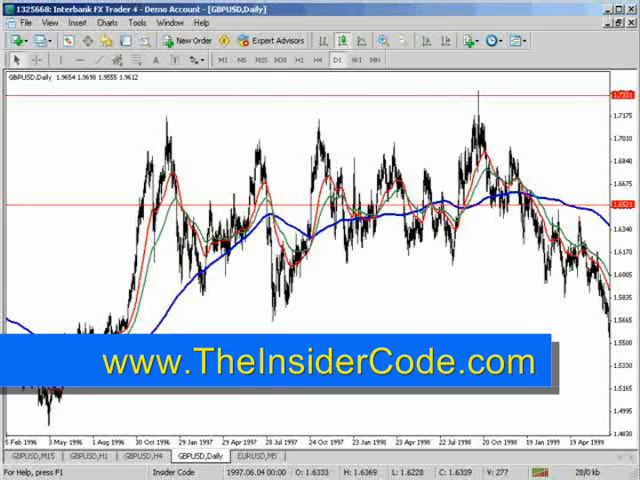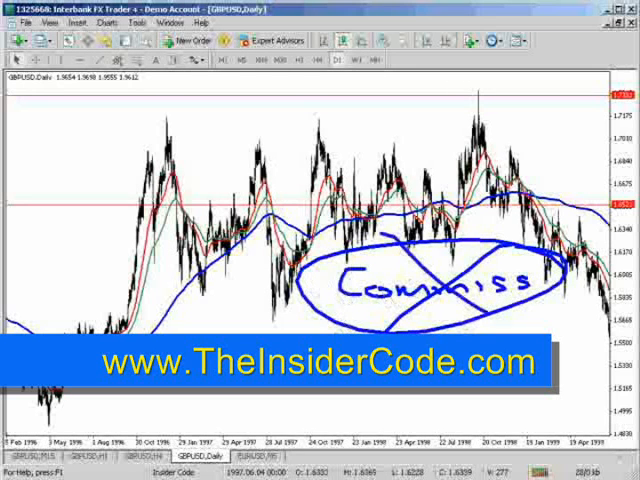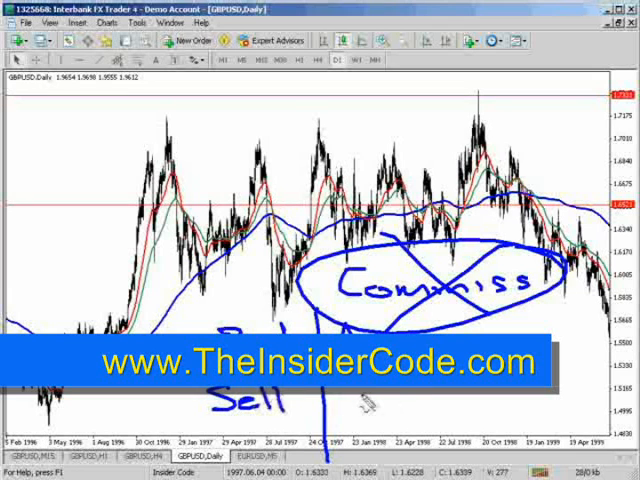Now you have to remember that the Forex market doesn't really have commissions. Most brokers are going to make their money on the spread, and you remember the spread is the difference between the bid and the ask. Okay, every price in the market. Let me go over the basics here for those of you who may be completely unfamiliar with this. You have a bid price and an ask price. A bid price is where we sell, and an ask price is where we buy.